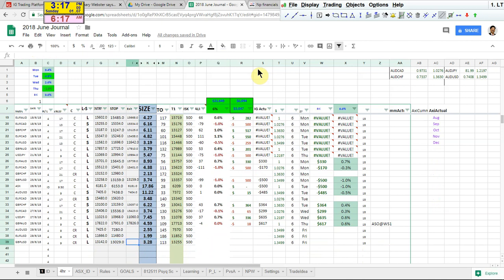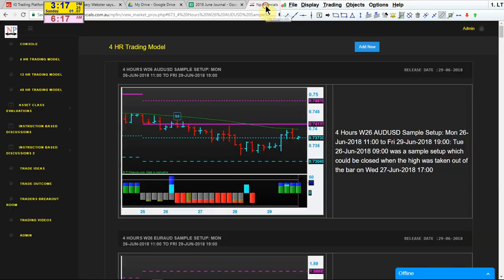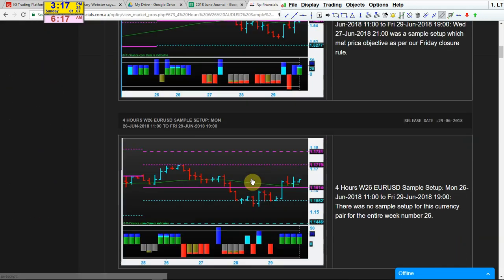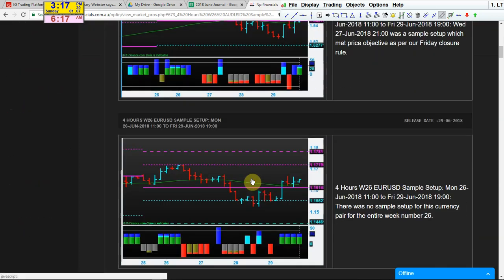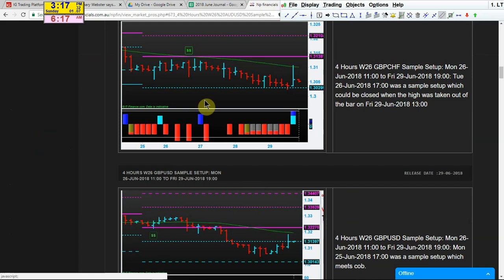So let's do this one for the last week. I have missed something here. GBP CHF, we entered on 25th. Let's see where was the exit. How do we know where the exit was? You can refer to the chart, or now that I have printed it, you can go here and see Sterling Swiss and see where the exit was.